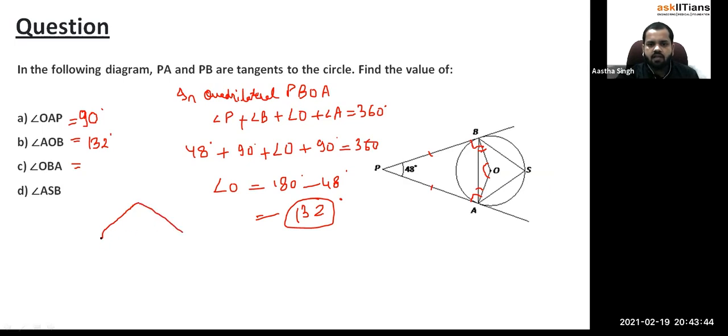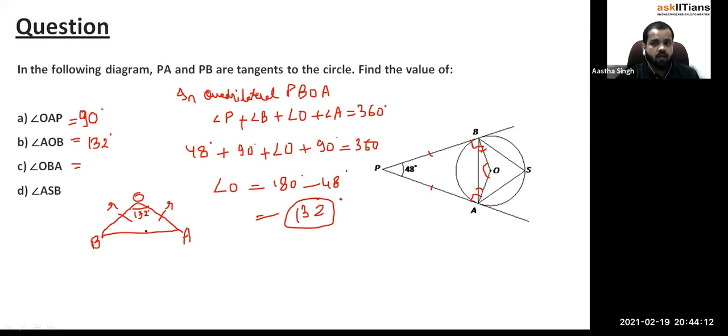Focus on a single triangle. Which triangle? Your O, B, and A. I'm making it large here. You already know the value of angle O: 132 degrees. So how will you find angle B and angle A here? The main point is you already know that OB and OA are both radii. It means they will be equal.